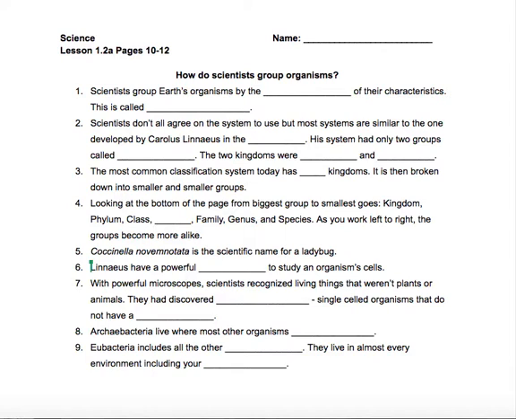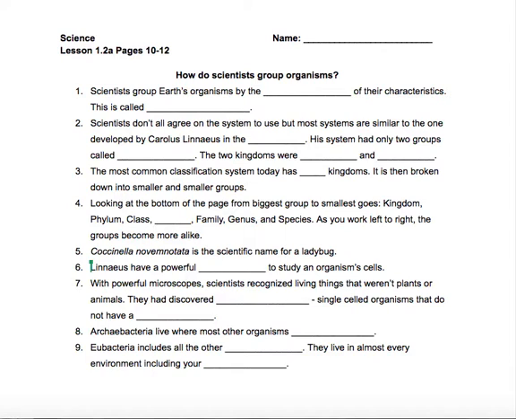So I wrote down, Linnaeus did not have a powerful microscope to study an organism's cells. I'm sorry, there's a slight misspelling there, guys. It should say he didn't have it. He didn't have a powerful microscope. And so the only thing he was writing down is what he could see with his eyes.